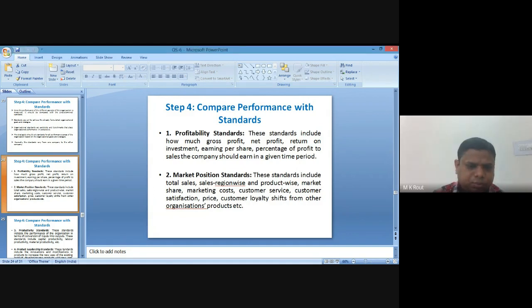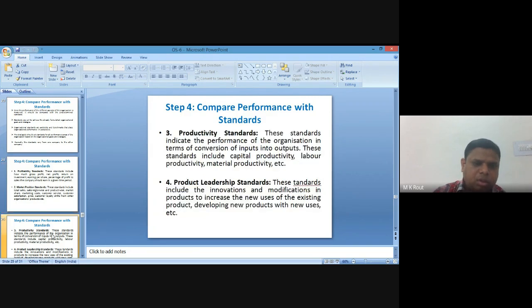Okay. Then moving to the next part. In the case of the productivity standard, this standard indicates the performance of the organization in terms of conversion of input into output. This standard includes capital productivity, labor productivity, and material productivity. As you know, in the case of production, they basically use a conversion process, that means inputs are converted into outputs. And I repeat, in this standard, capital productivity, labor productivity, and material productivity are included.